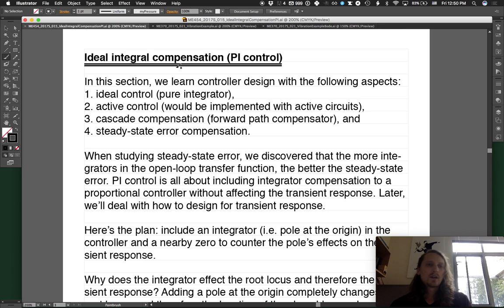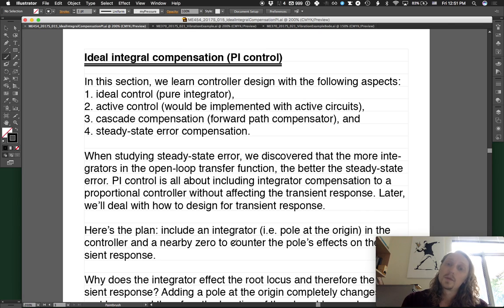Okay. So in this section, we learn controller design with the following aspects. So ideal control, pure integrator. It's active, meaning it would be implemented in active circuits. We're going to use cascade compensation with a forward path compensator, and we're going to be trying to mitigate steady state error. So we're doing steady state error compensation.